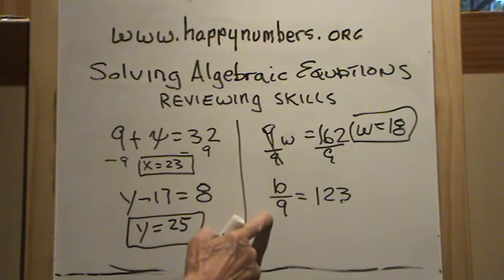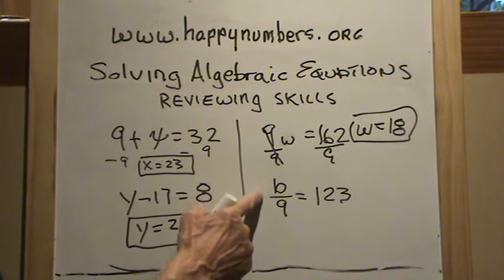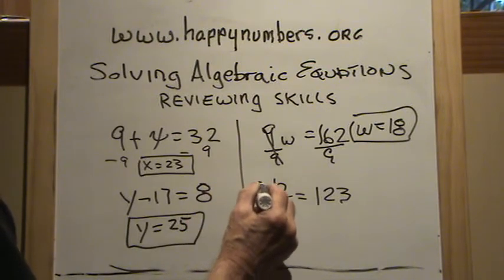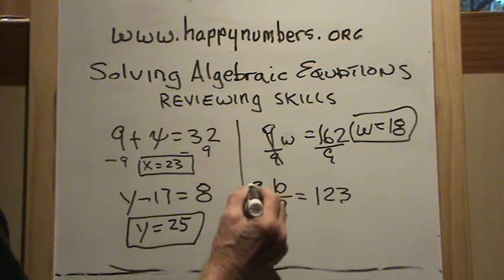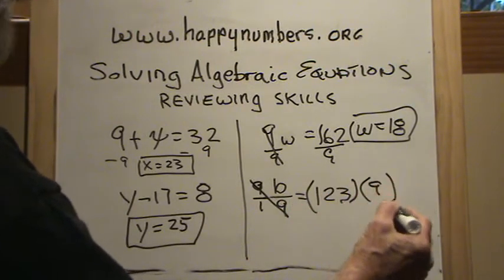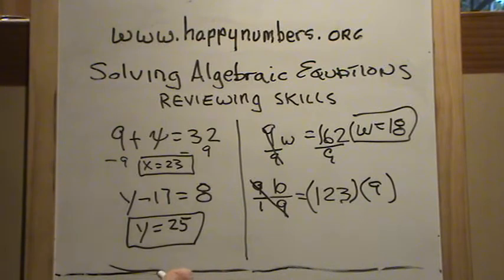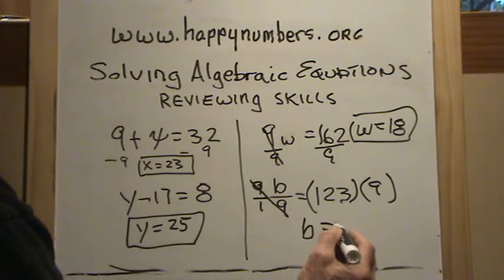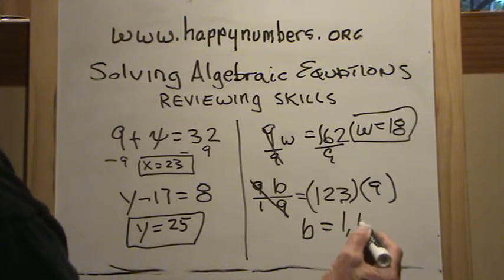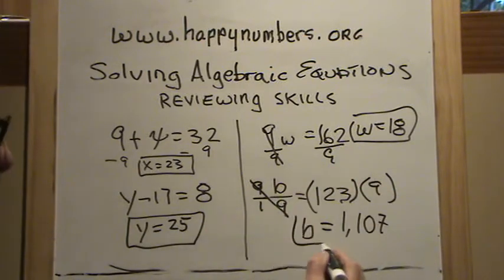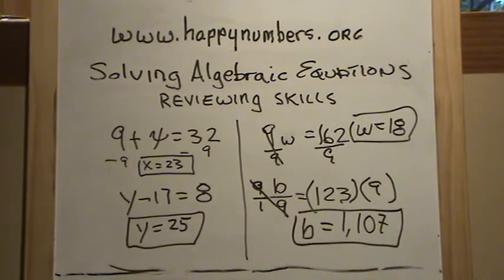And here, in this problem, we have a division relationship. So we would have to use multiplication. So we'd multiply by 9, or 9 over 1. That would go away. And we multiply that by 9. And I believe if we multiply that by 9, we get b equals 1,107. So that should have been your solution there.